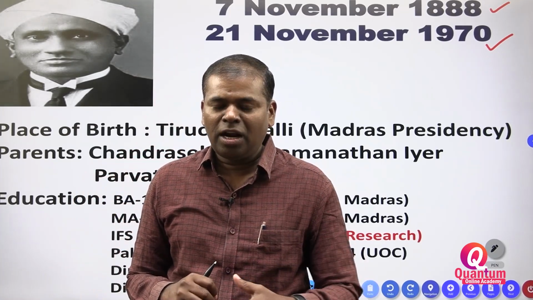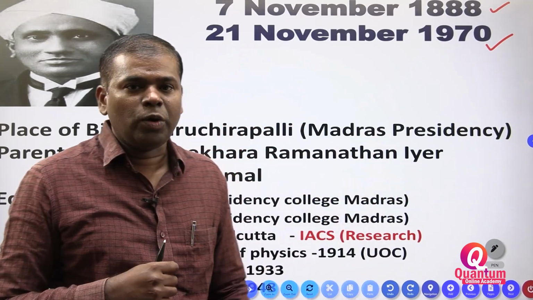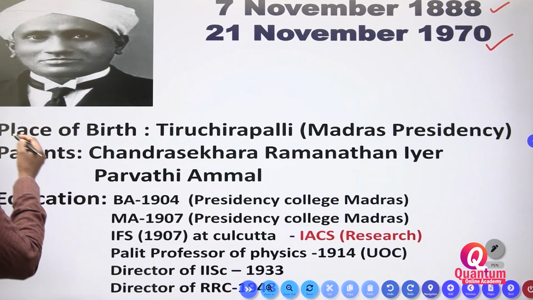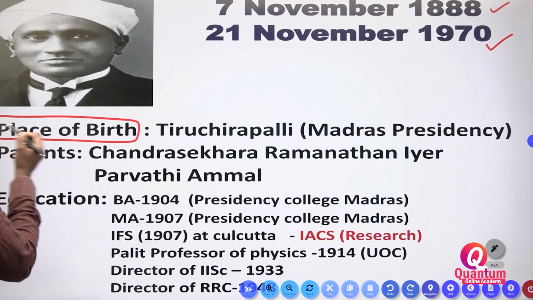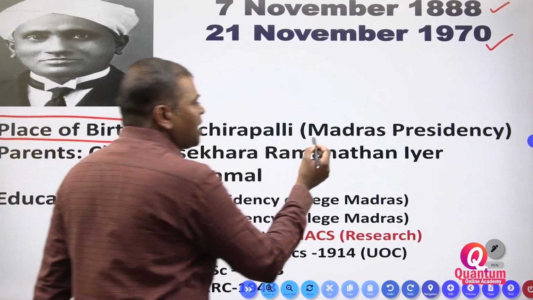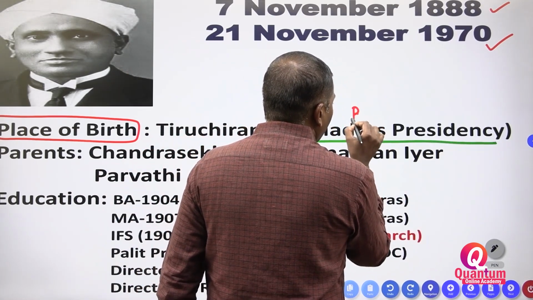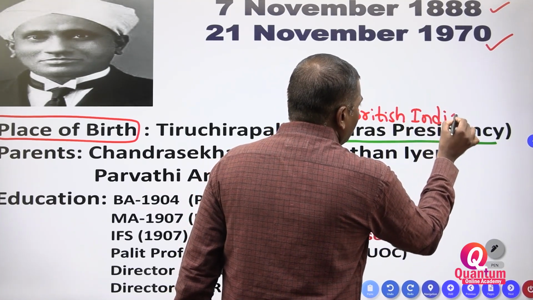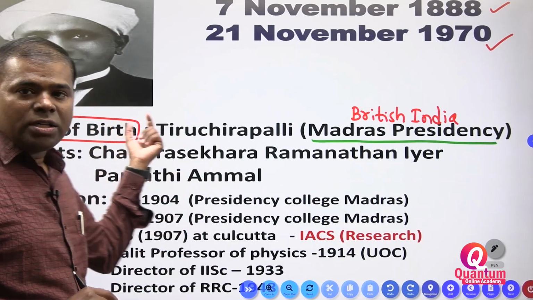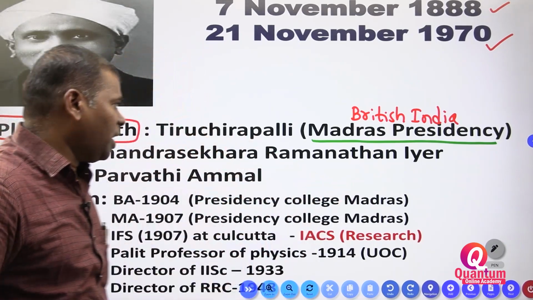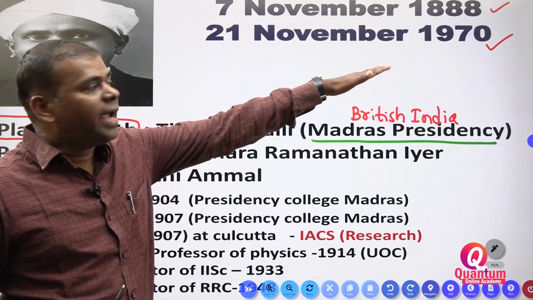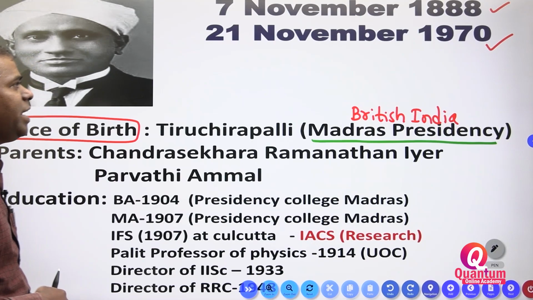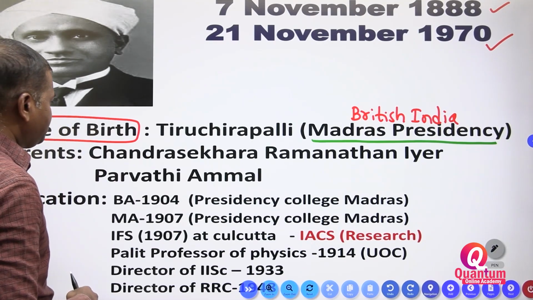One is CV Raman, another is Srinivasa Ramanujan, and the other is Subrahmanyan Chandrasekhar, also from Tamil Nadu. Now, what is the place of birth? The place of birth is Tiruchirappalli, in the Madras Presidency in British India. He was born at Tiruchirappalli on November 7, 1888.